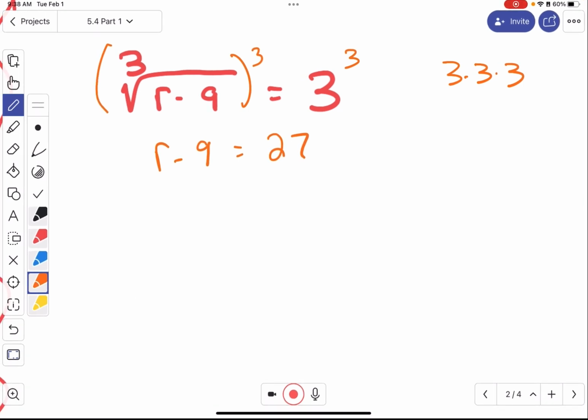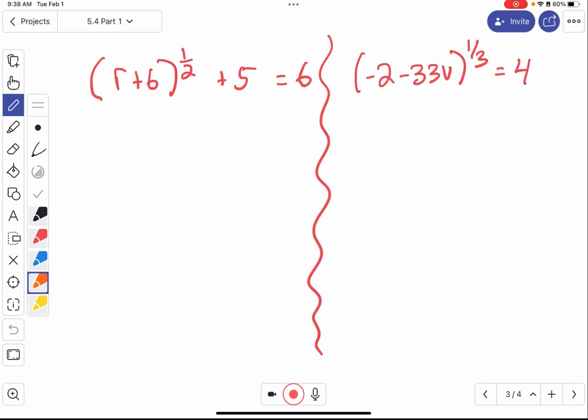3 times 3 times 3 is 27. Add 9 to both sides. R is equal to 36. Right? Yes. 36 minus 9 is 27. Cubed root of 27 is 3. It works. Any questions so far? So far all make sense? Not so bad yet.